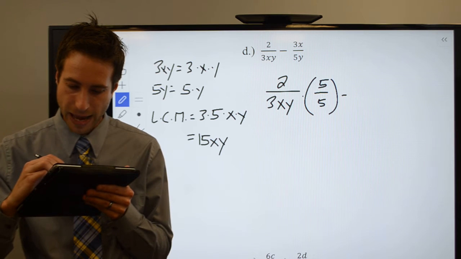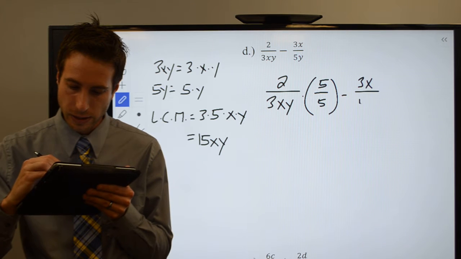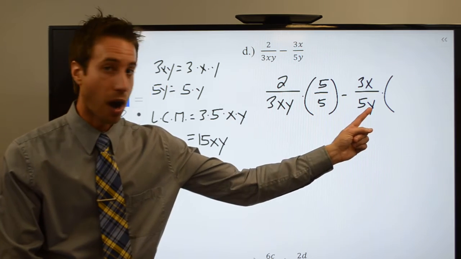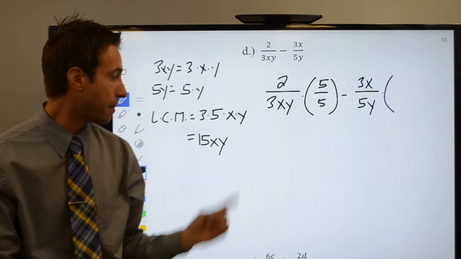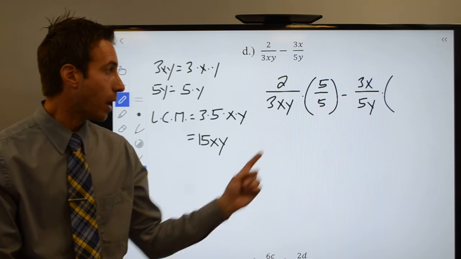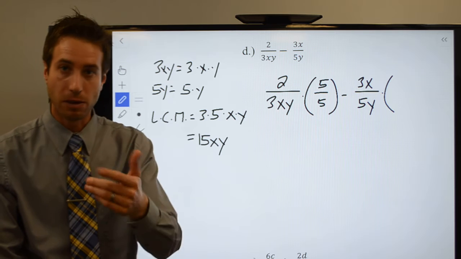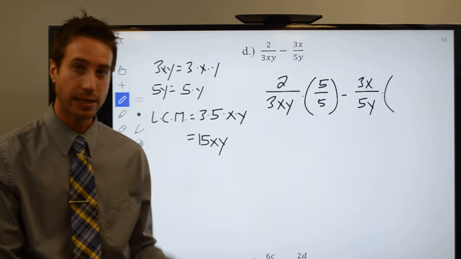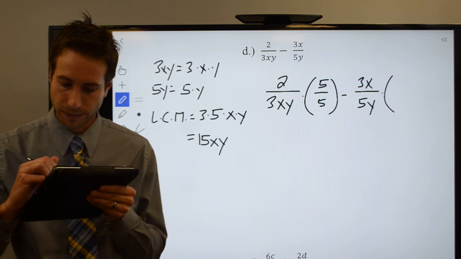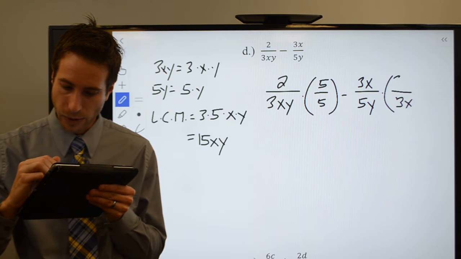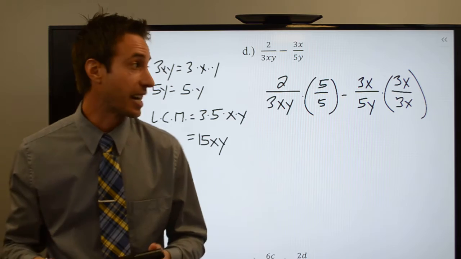I'm going to subtract from that 3x over 5y. Well, I need this 5y to be my LCM, 15xy. Well, I already have the y, so how do I get the 5 to be a 15? Multiply by 3. How do I get the x in there? Multiply by x. So 3x, and whatever I do to the bottom, algebra says you got to do to the top.